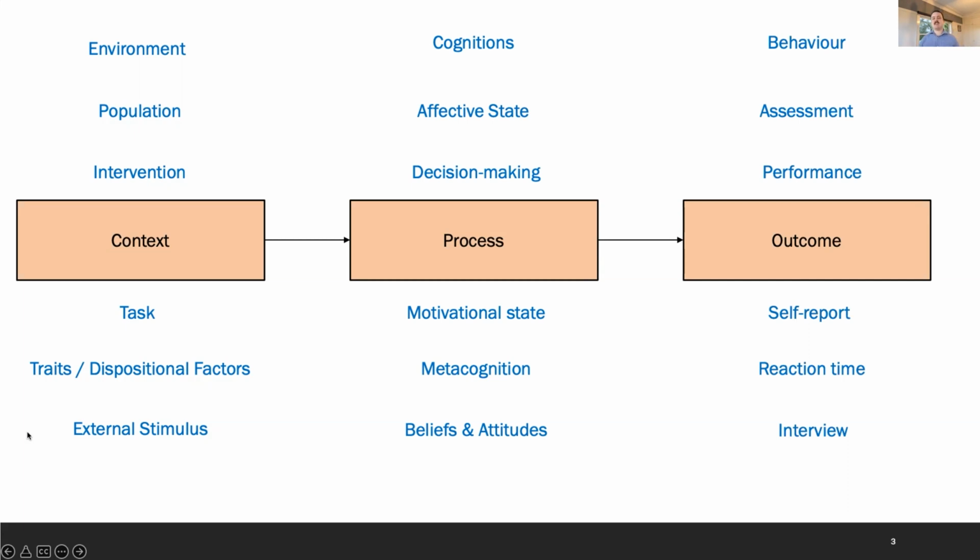These are typically the things that we measure. So things like behavior, or you might get participants or students to do an assessment. You might look at objective performance on a task. Things like reaction time are very common. Or in more social work, we definitely look at self-report measures, like questionnaires and scales, but also qualitative interviews are another form of outcome. And we're typically theorizing that, within this context, there is a process that underlies or determines the outcomes that we observe.